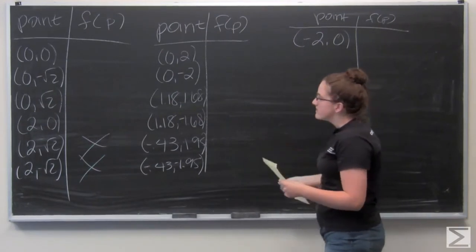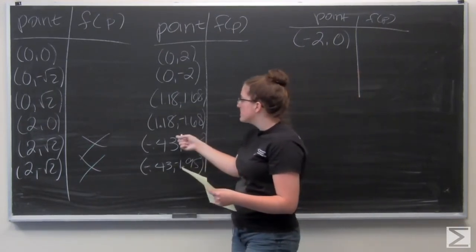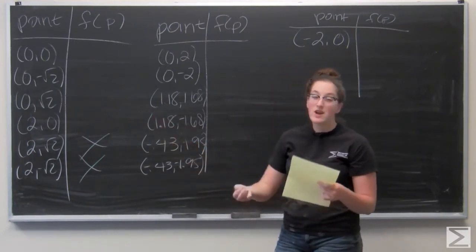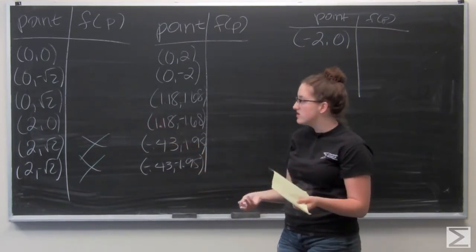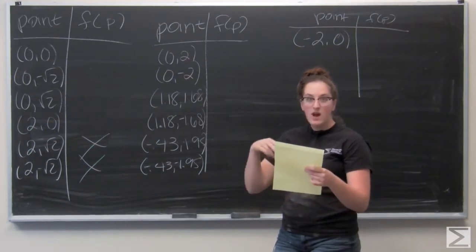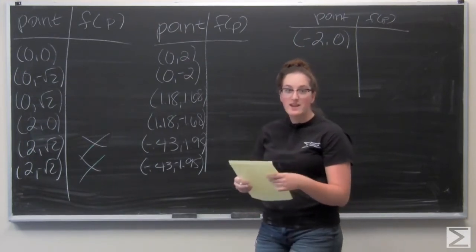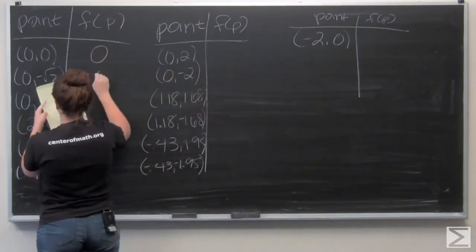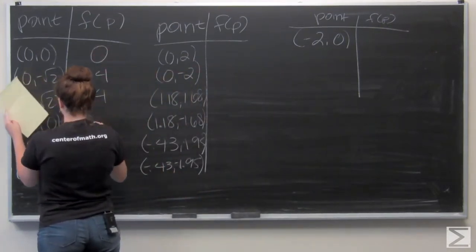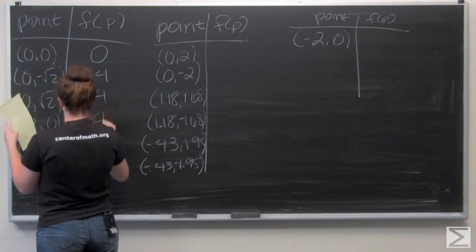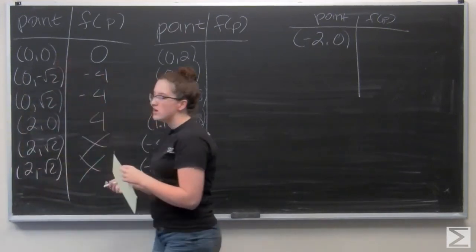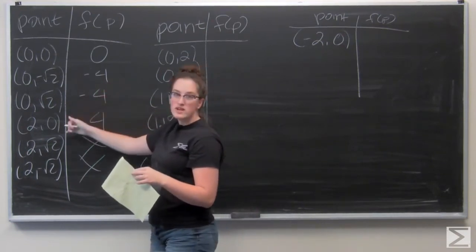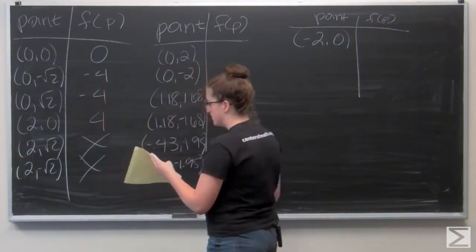So now I just want to find the function values of all of these. So I'm just going to plug the x and y components into f of xy. I did all of these earlier, most of them I did in my calculator, so you could do that as well. I'm just going to write down all the function values that I got, and then we'll take a look at them. So at 0, 0, f equals 0. For these 2 points, f equals negative 4. At 2, 0, f equals 4.